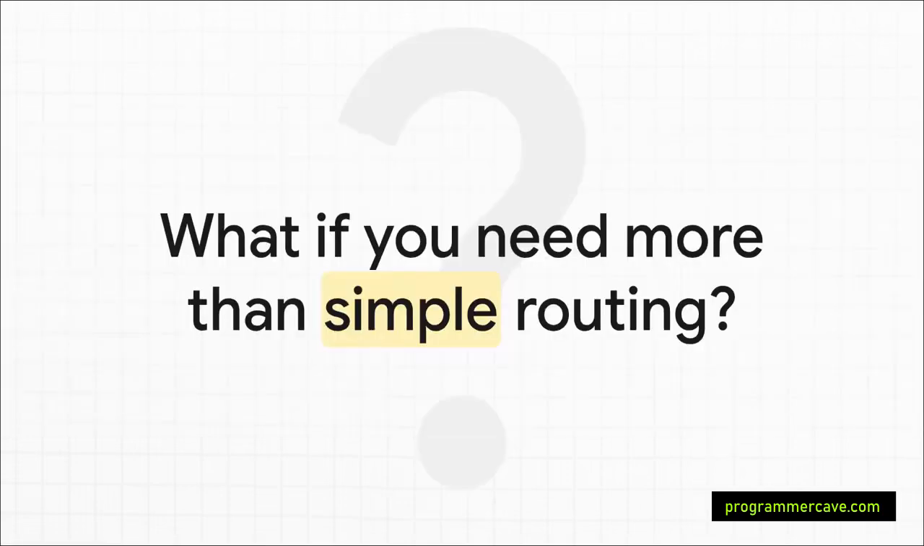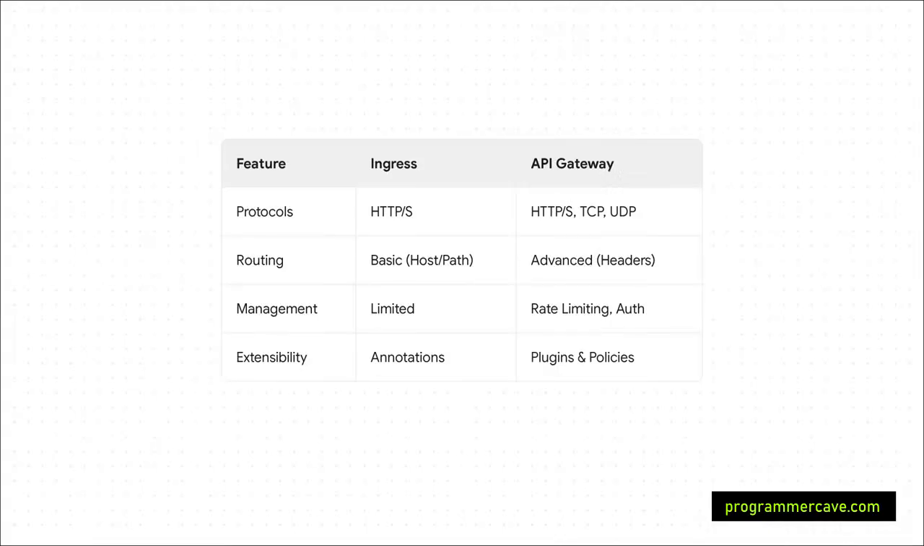And this is where things get really interesting. This is the question that separates a basic setup from a truly professional senior-level architecture. Simple routing is fine, but modern microservices need more. What if you need to authenticate users at the edge, or protect a service from getting totally slammed with requests? What about all those fancy gRPC services you're writing in Go? This is where we see the big difference between a basic Ingress and a full-blown API gateway.